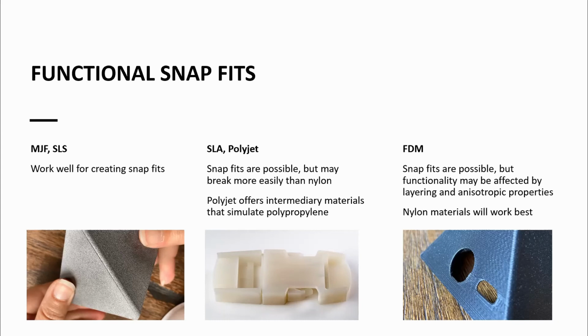FDM can be used to print snap fits, but similar to generative design, the functionality of the part may be affected by layering and anisotropic mechanical properties. When printing snap fits with FDM, more flexible materials such as nylon are typically the best fit, and the print orientation of the part is very important to the functionality of the snap fit.